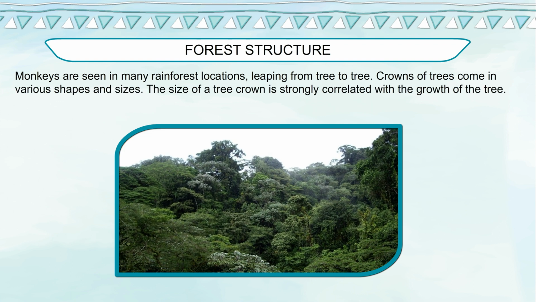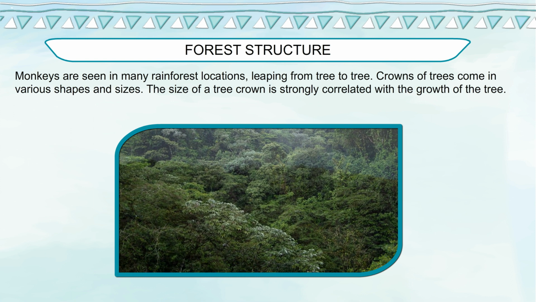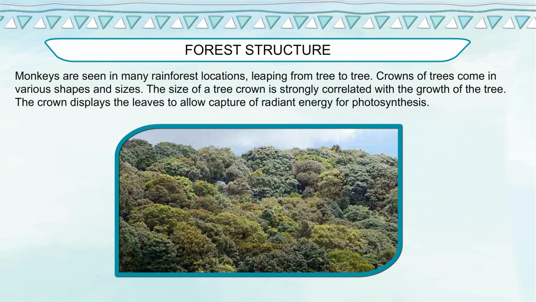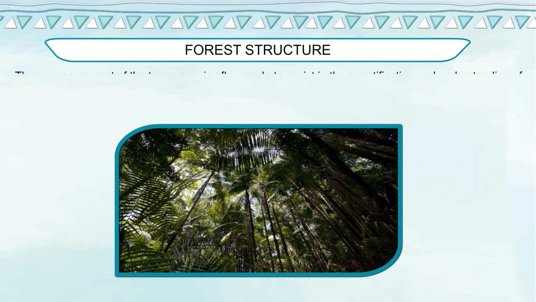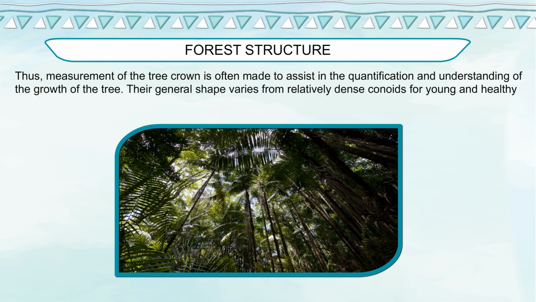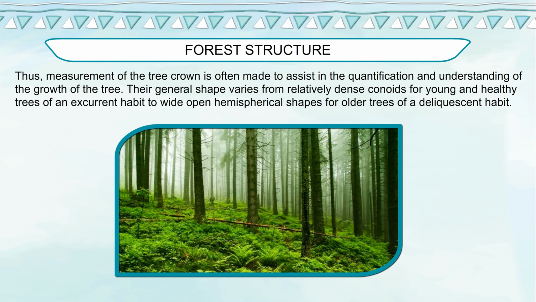Crowns of trees come in various shapes and sizes. The size of a tree crown is strongly correlated with the growth of the tree. The crown displays the leaves to allow capture of radiant energy for photosynthesis. Thus, measurement of the tree crown is often made to assist in the quantification and understanding of the growth of the tree. Their general shape varies from relatively dense conoids for young and healthy trees of an excurrent habit to wide-open hemispherical shapes for older trees of a deliquescent habit.